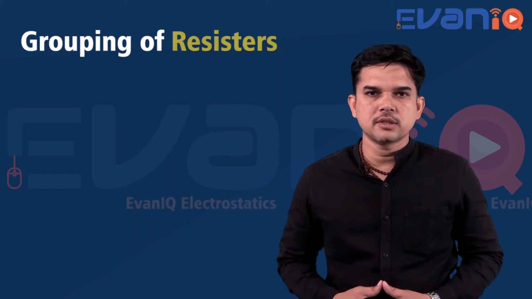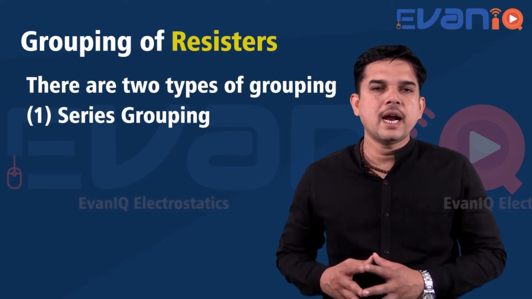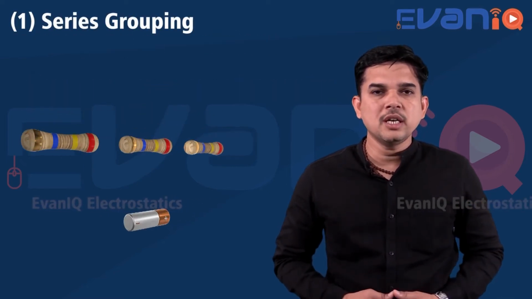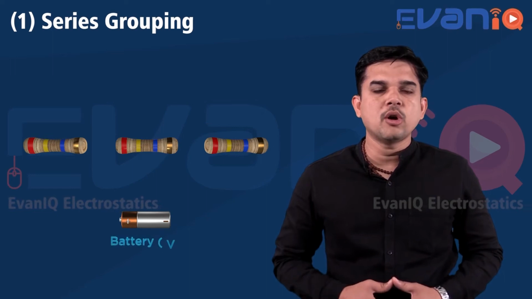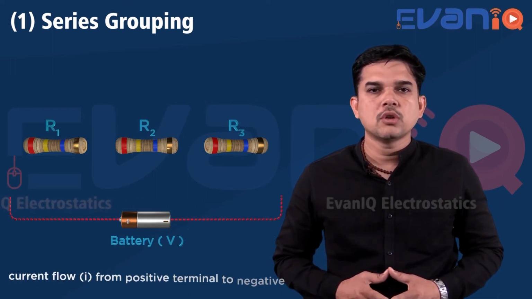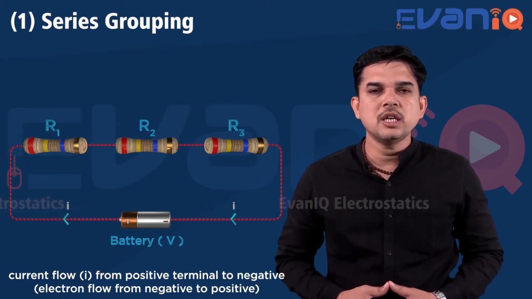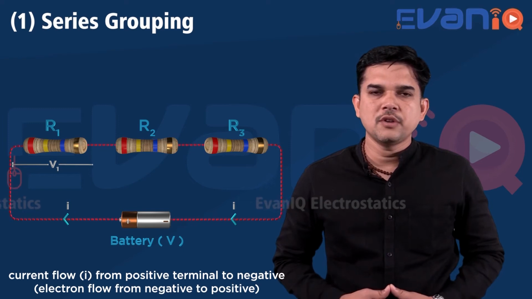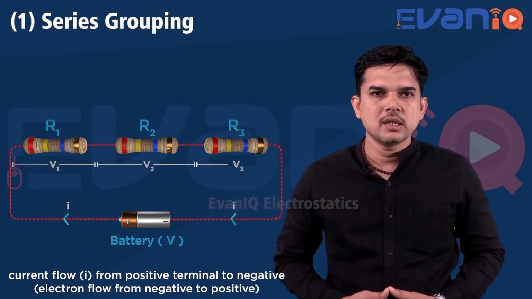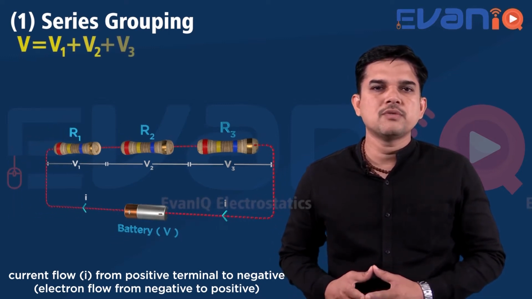Grouping of resistors. There are two types of grouping, series grouping and parallel grouping. In series grouping, the potential difference or the potential drop on each resistor is different, but the current flowing through all the resistors is the same. It means the potential difference on the first resistor is V1, on the second is V2, and then on the third is V3. So the total potential V equals V1 plus V2 plus V3.